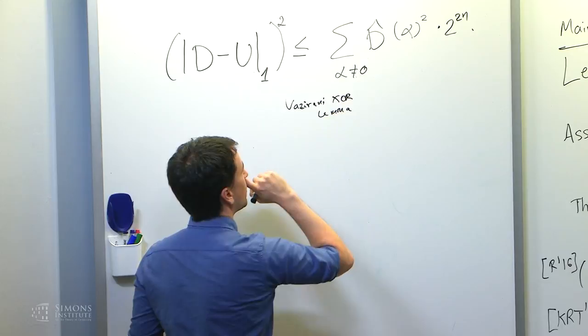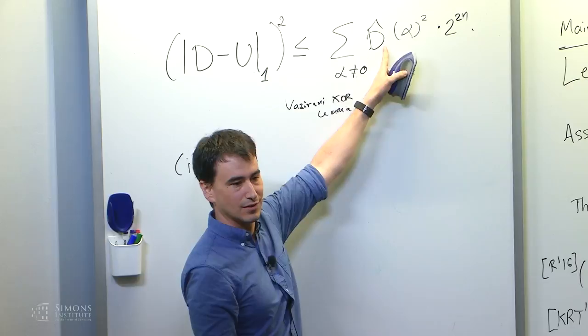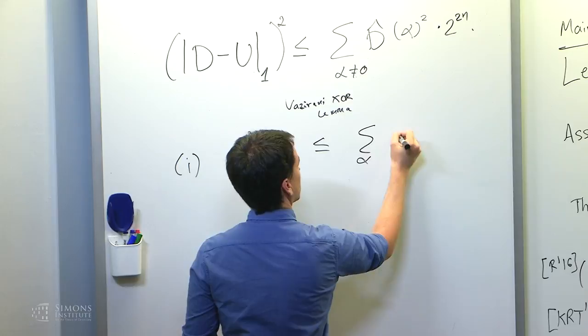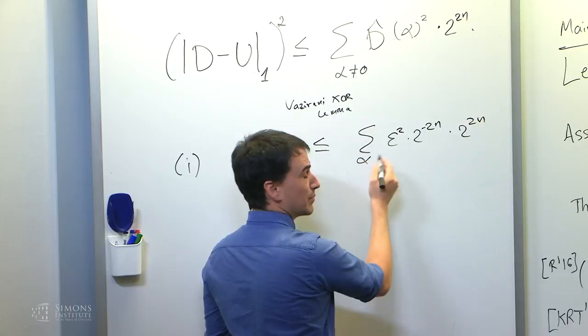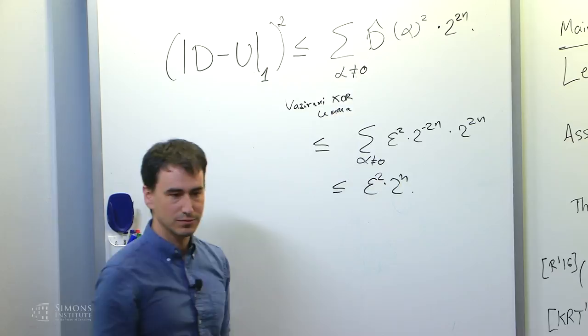Now I want to get 1 and 2, so we have these two bounds. How do I get the first bound? I simply know that each one of them is smaller than epsilon squared times 2 to the minus 2n. So the entire thing is at most the sum over alpha of epsilon squared times 2 to the minus 2n, times 2 to the 2n. I'm summing here 2 to the n minus 1 alphas, so this is at most epsilon squared times 2 to the n, and then I take the square root. Does this look familiar?